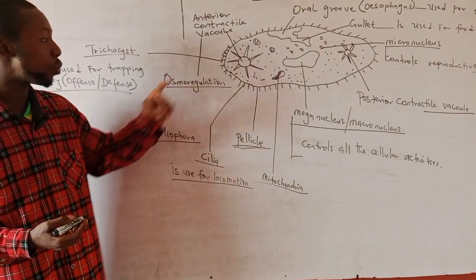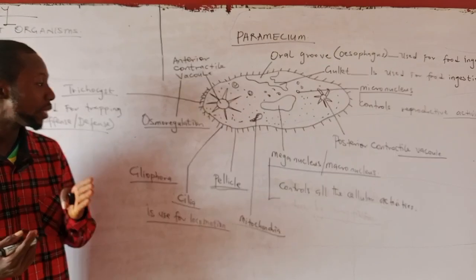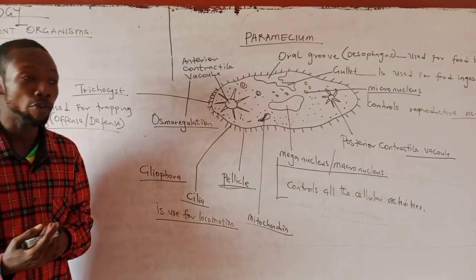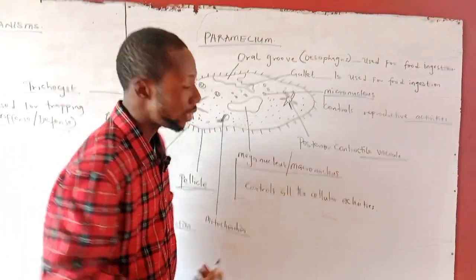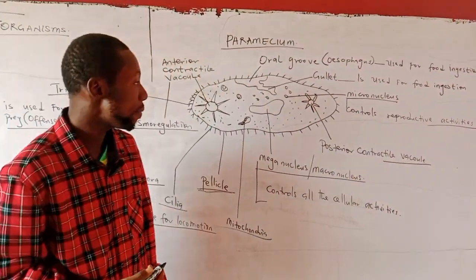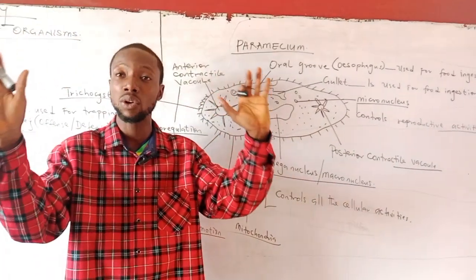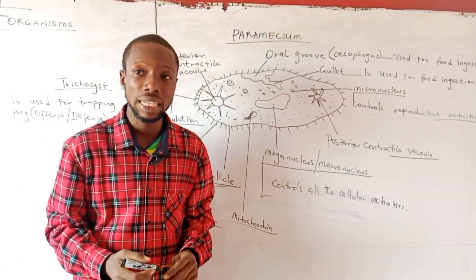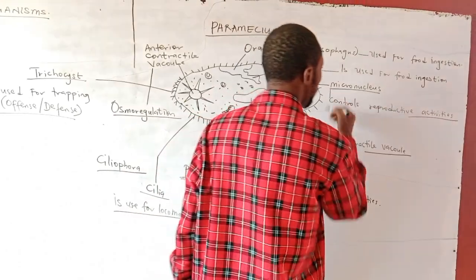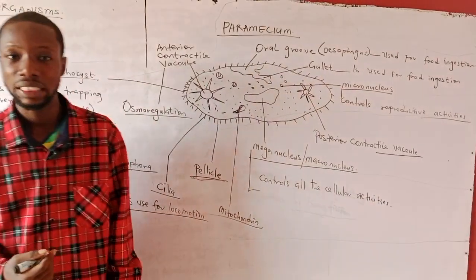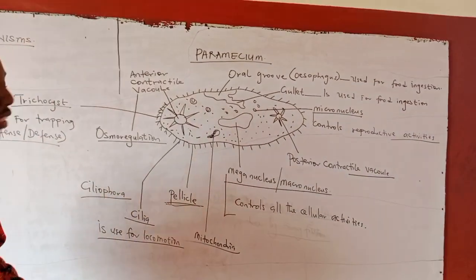Alright, this contractile vacuole is used for osmoregulation, in maintaining the constant equilibrium of water, sugar, and salt. The oral groove and the gullet are used for ingestion of food for feeding. Alright, the meganucleus here is used to control all the cellular activities of the cell, just as seen in other cells. Alright, the micronucleus controls reproductive activities. Okay, so the next we're going to look at now is Euglena.